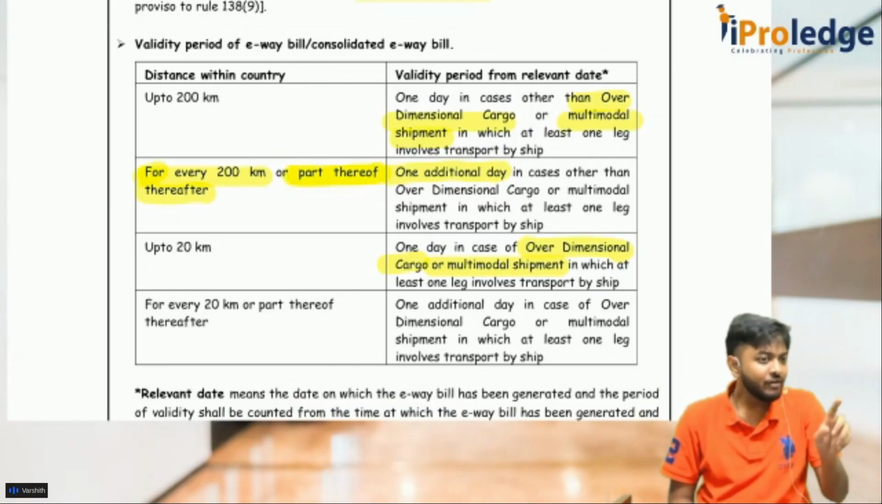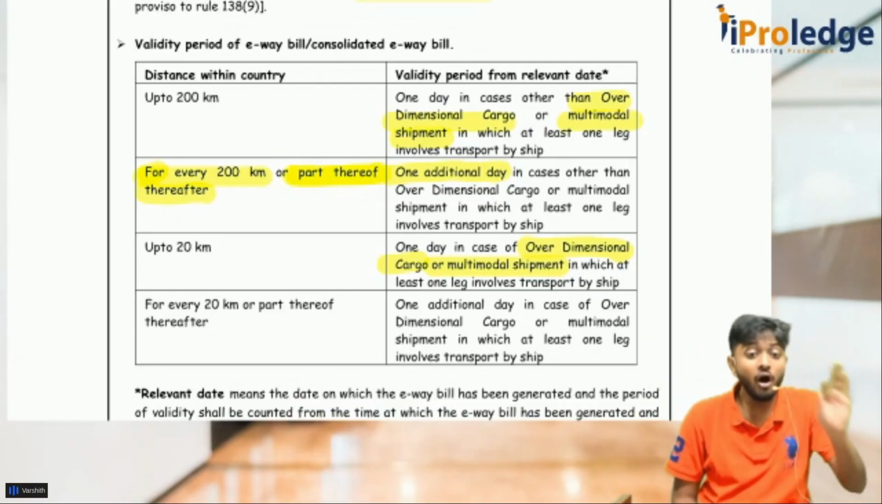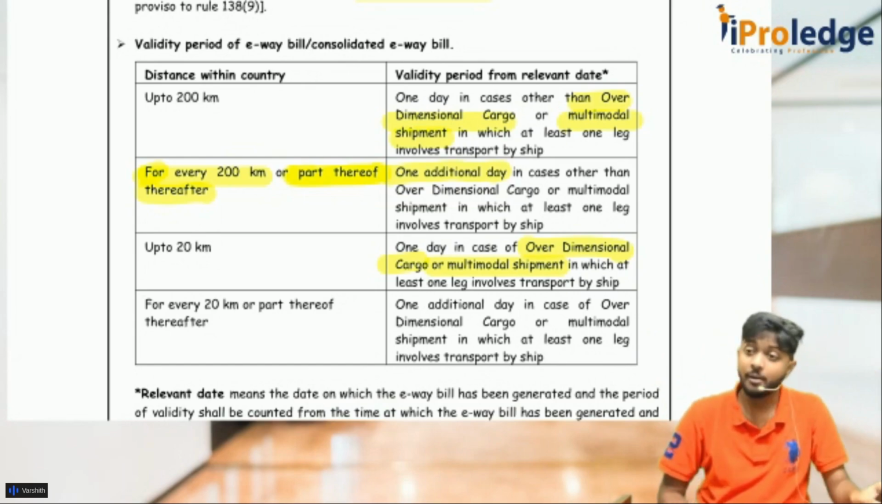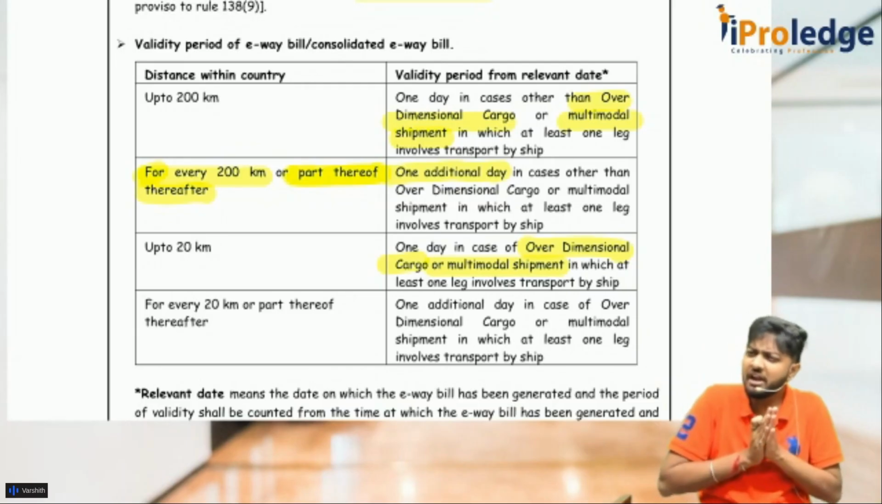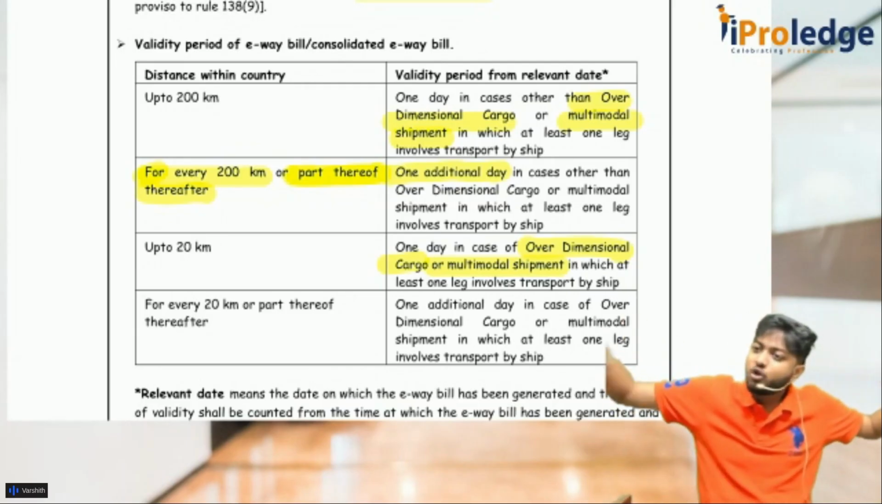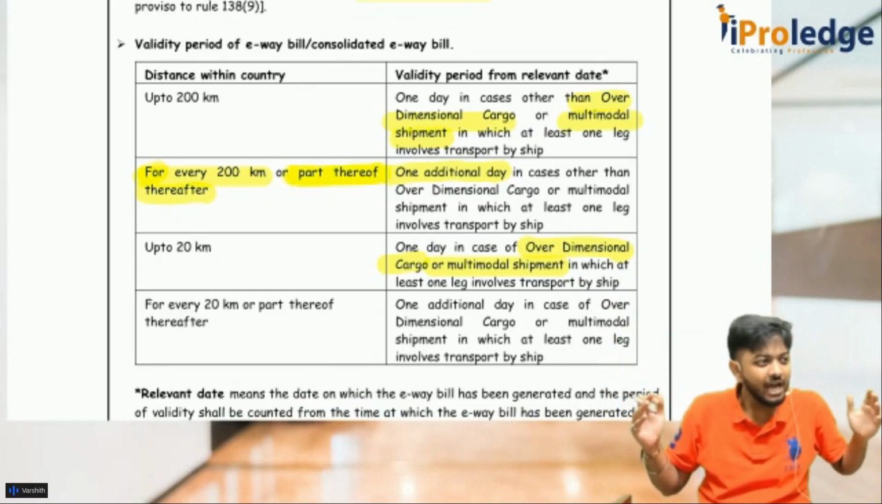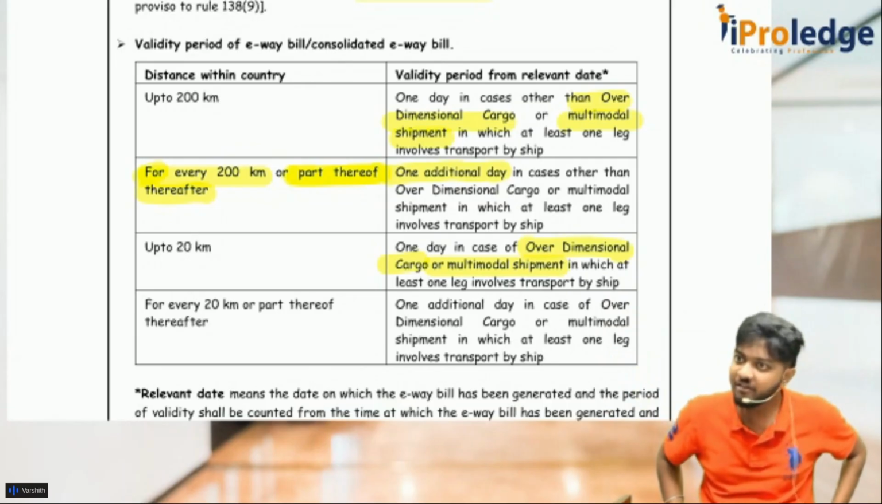Understanding? If it is multimodal transport where one leg is ship, or if it is over dimensional cargo, you know, while you are going via this highway, there will be very big trucks, too long. You'll be amazed, very big. Okay, they are called over dimensional cargo, very big trucks, literally very big.